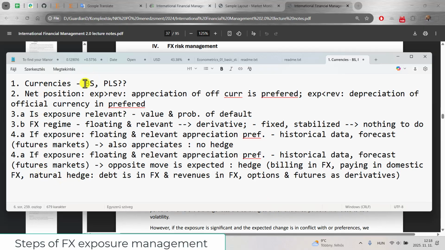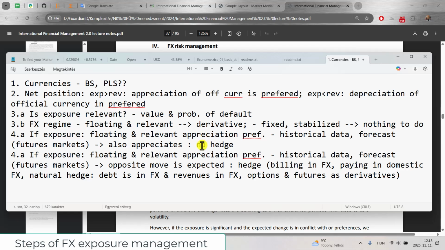So what are the currencies? What is our net position? Are expenditures bigger or revenues? Then, is appreciation or depreciation preferred? Then is this relevant? Does it have an impact on value? Probability of default? Then how does the foreign exchange regime support us? If it's fixed and stabilized, then it supports us. Otherwise, it's floating and relevant. Then we have to do something.